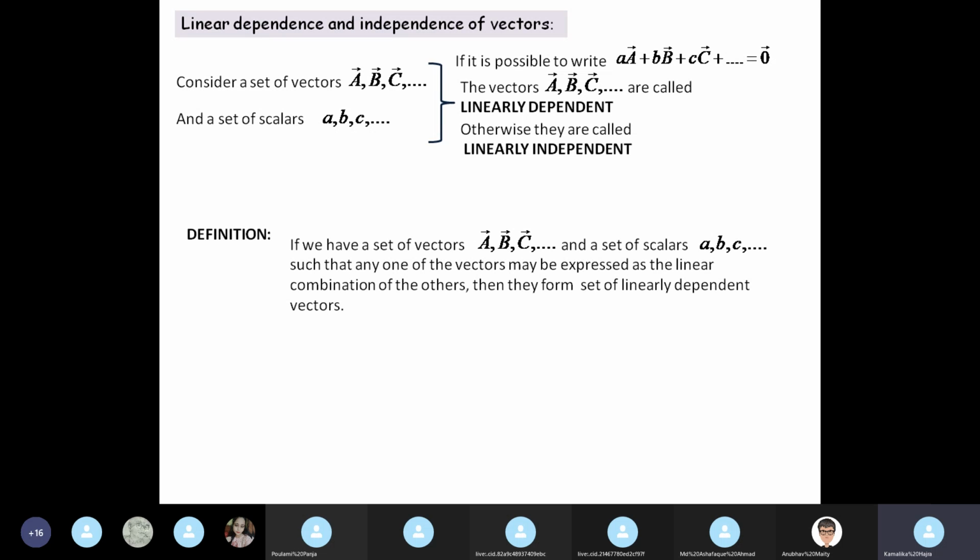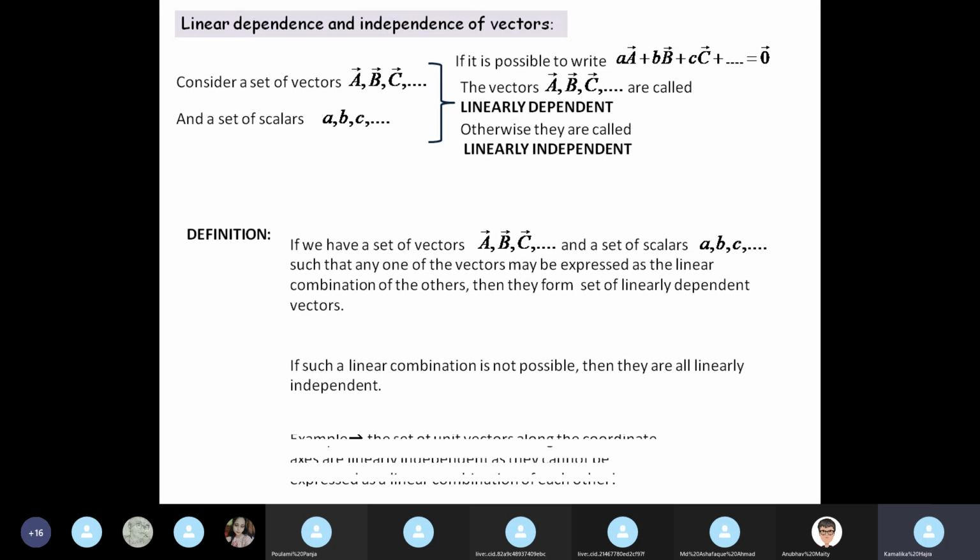If we have a set of vectors and a set of scalars such that any one of the vectors may be expressed as a linear combination of the others, then they form a set of linearly dependent vectors. In this equation, you can take any one vector to the right hand side and represent it as a linear combination of all the other vectors, so they are all dependent. But if you cannot do it, they are independent. For example, i cap, j cap, and k cap. Can you tell me whether they are independent or dependent?